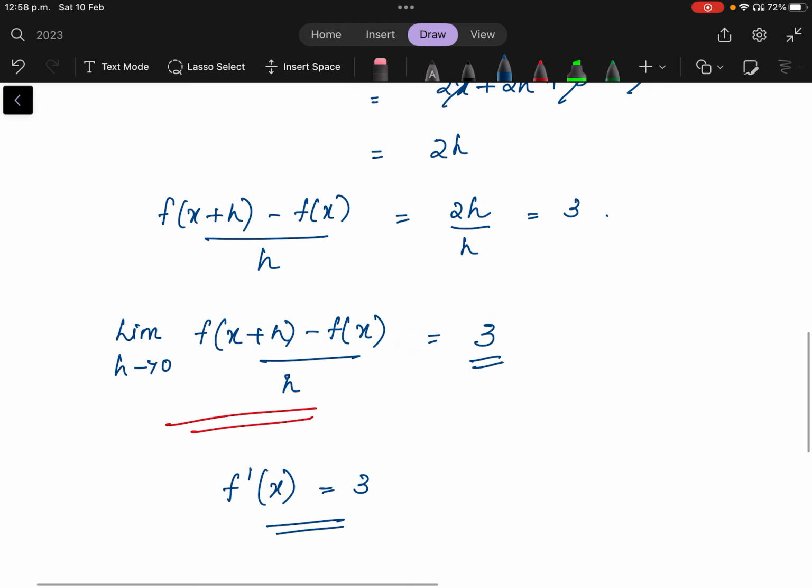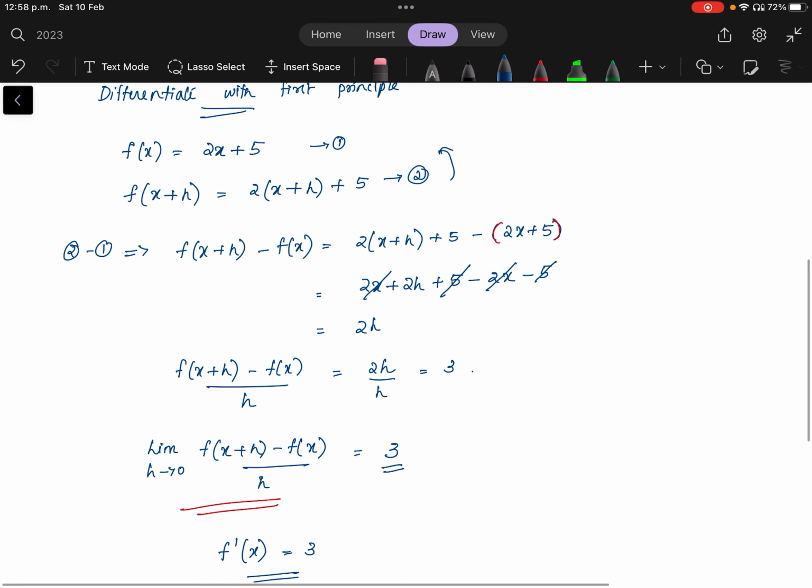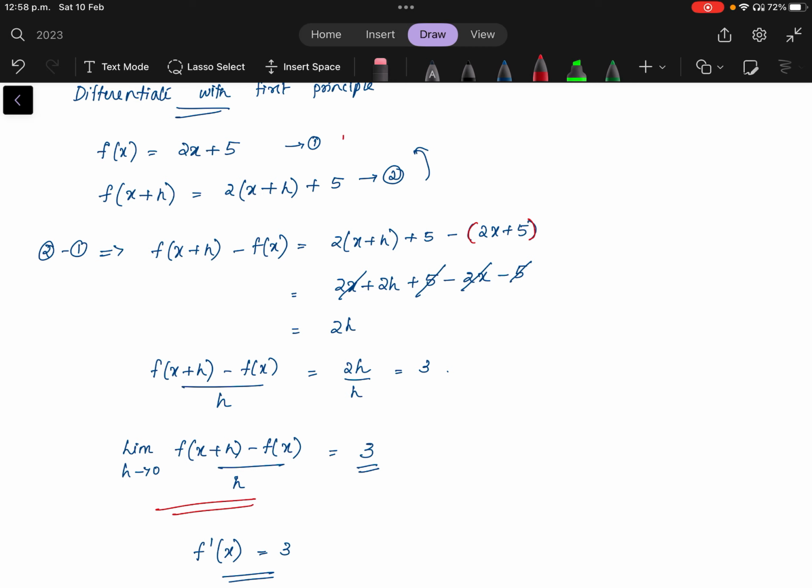Okay, so let me just quickly recap what we did. We had f of x here, then we had f of x plus h, then we found f of x plus h minus f of x, then you divide it by h, and then you apply the limit h tending to 0.